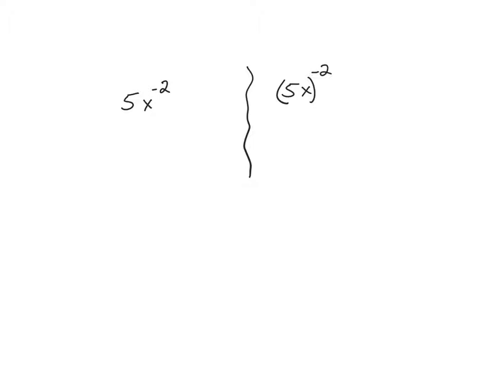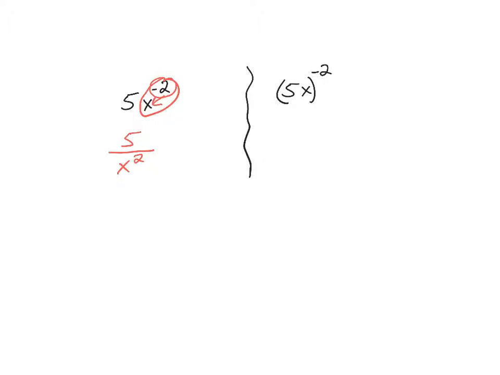Take a look at the two different problems I have on this slide and notice that they are very similar, but they give very different answers. Let's take a look at the one on the left. The one on the left says 5 times x to the negative 2. The only thing that I have to the negative 2 power is the x. So the only thing that's going to be moving to the other side of the fraction is that x, and I'm going to change that to a positive 2. The 5 would still stay on the top. The x to the negative 2 would move to the bottom. I would have a final answer here of 5 over x squared.